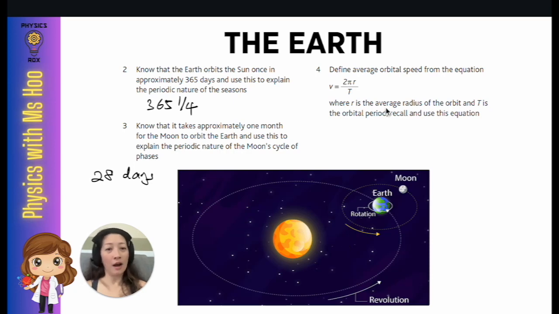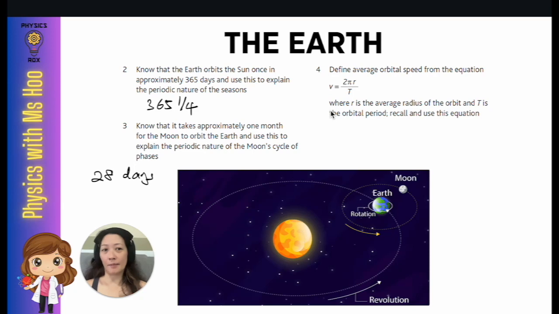So that's why r is the average radius, because the value of the radius is not fixed. You can see that the radius is changing as the orbiting object moves along that path. So r is the average value of the overall radius of the entire ellipse. So that's why r is the average radius.